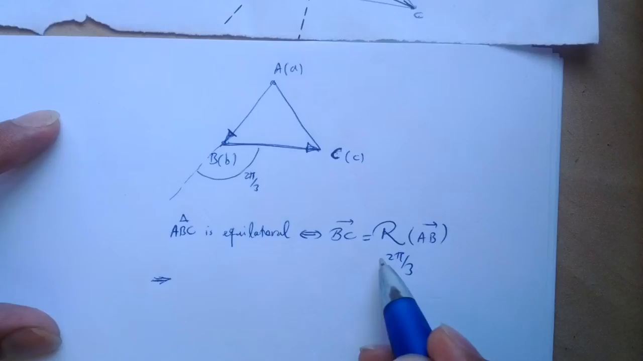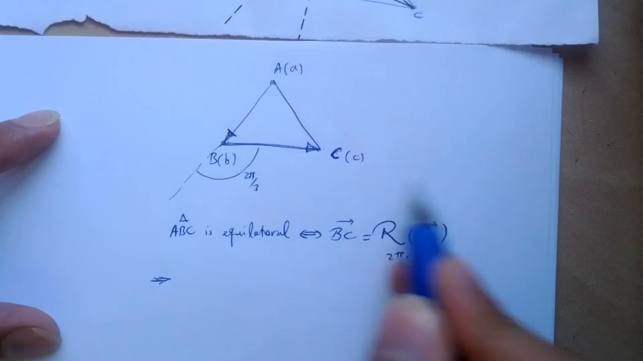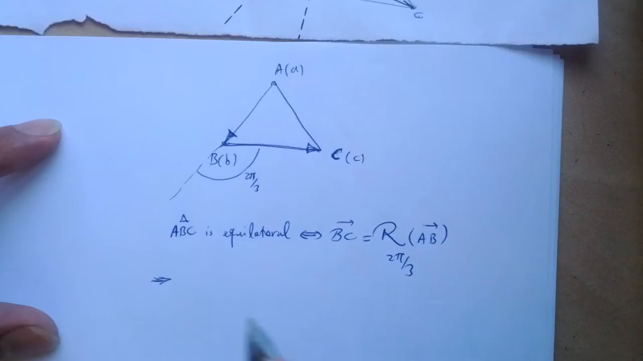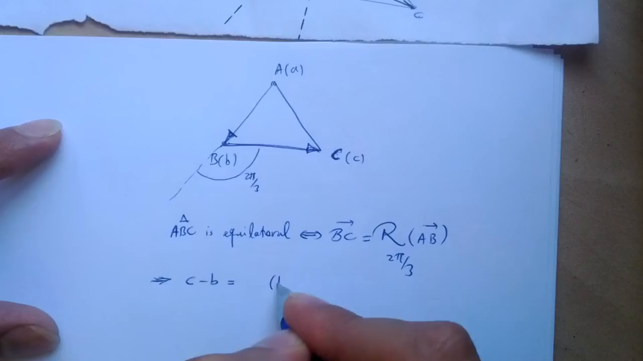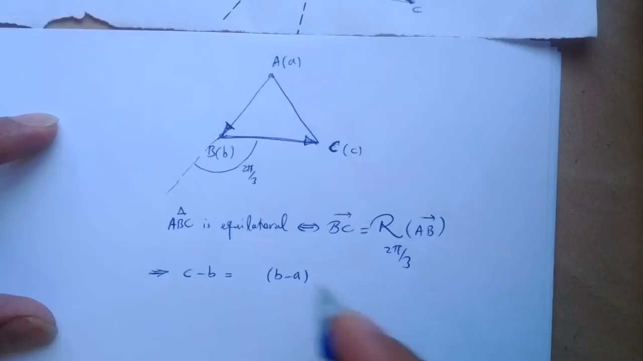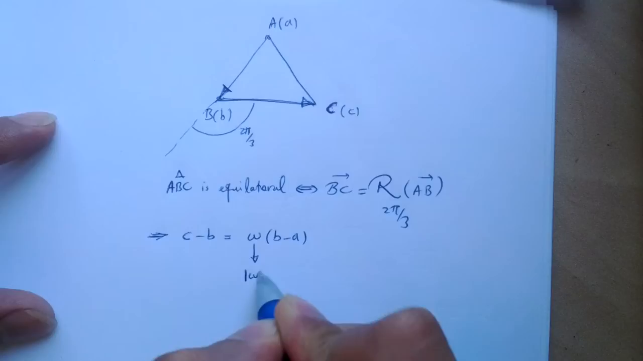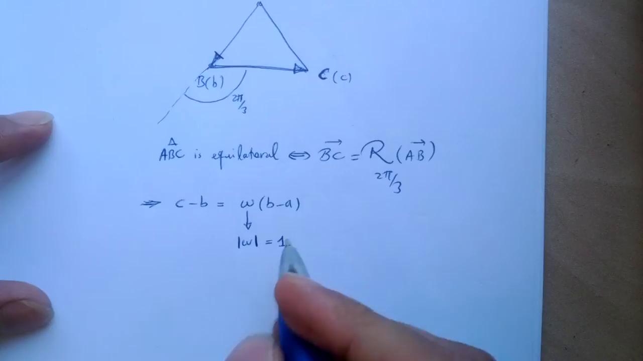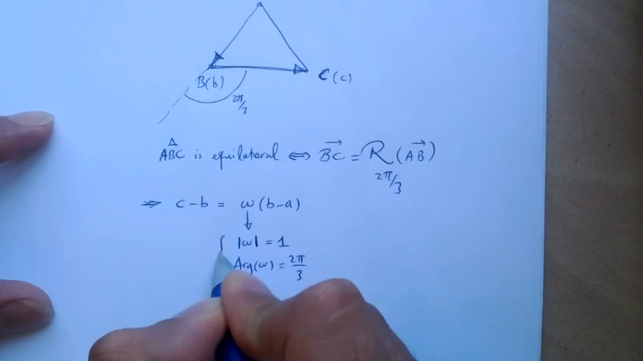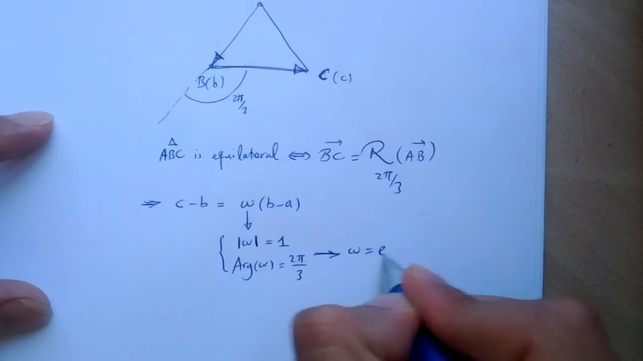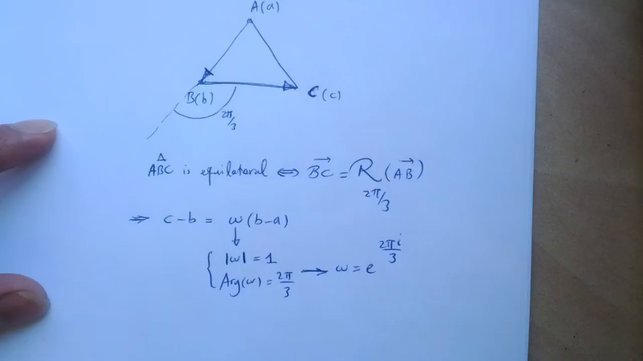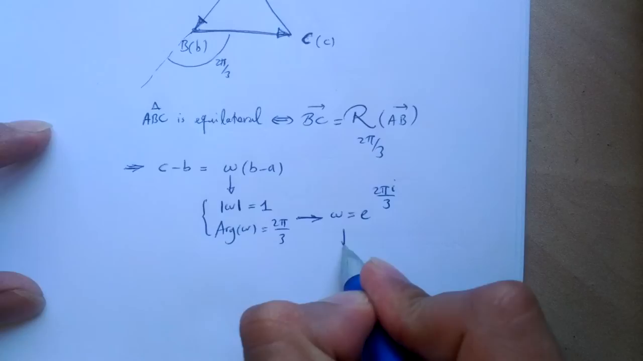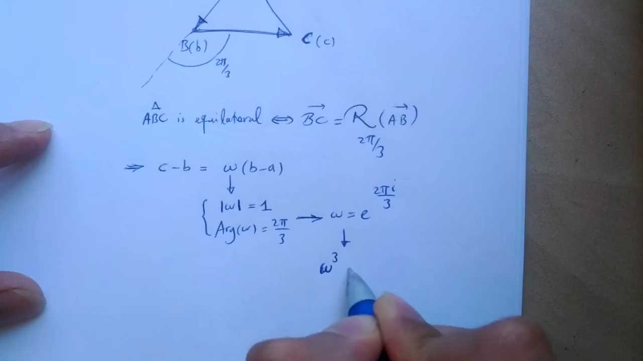So, if I write this equation in the complex representation, I have C minus B for this vector and B minus A for the vector AB. The rotation with a certain angle is the multiplication with a complex number with an amplitude or modulus equal to 1 and an argument equal to 2 pi over 3. This complex number will be simply the exponential of 2 pi i over 3, and we know that this complex number is obviously one of the cube roots of 1.